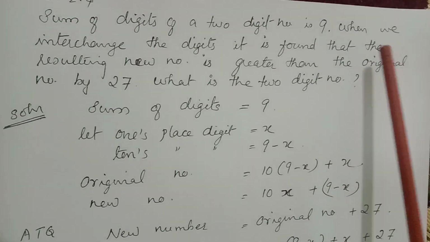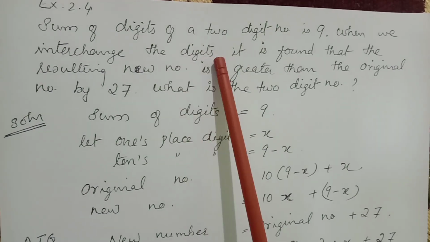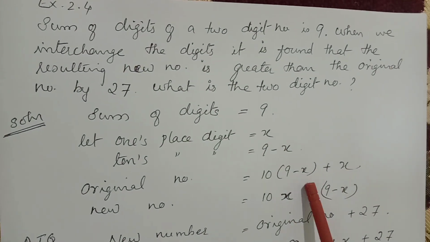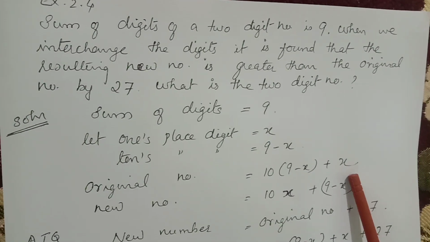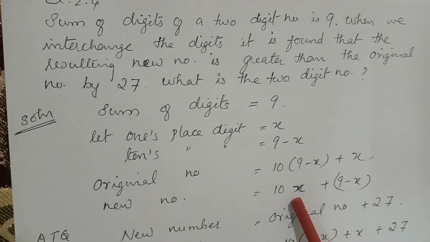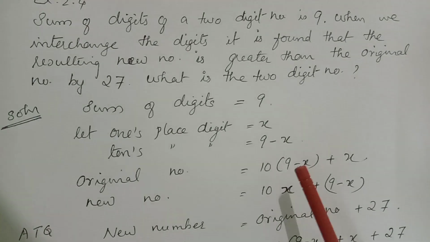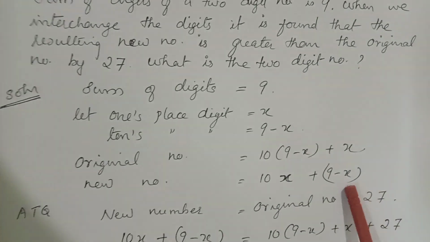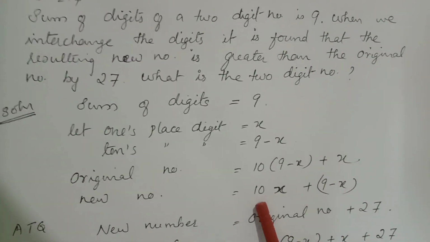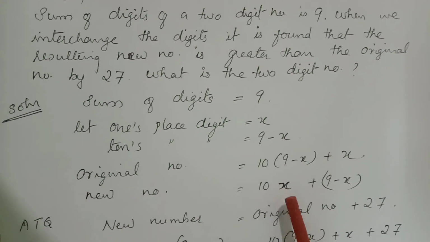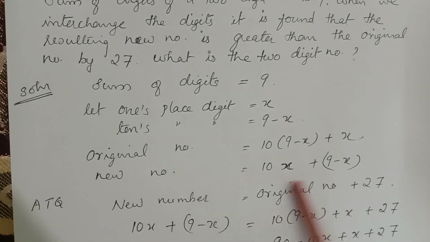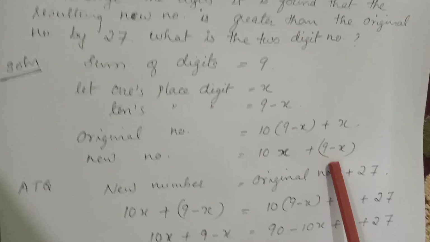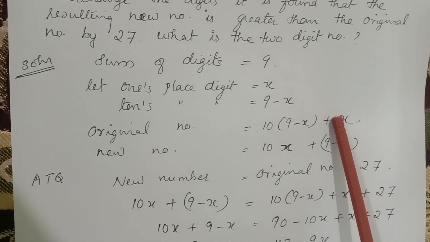And in the question it is given that we interchange the digits. So the new number by interchanging the digits: the ones place digit will become the tens place digit and the tens place digit will become the ones place digit. So 10 into the tens place digit, which is x now, plus the ones place digit, 9 minus x. So this is our new number after interchanging the digits, and this is our original number.